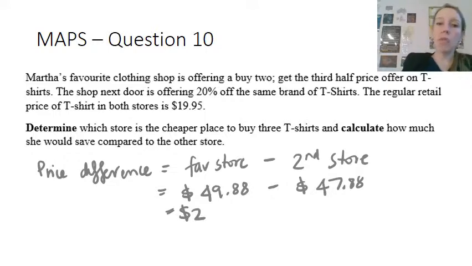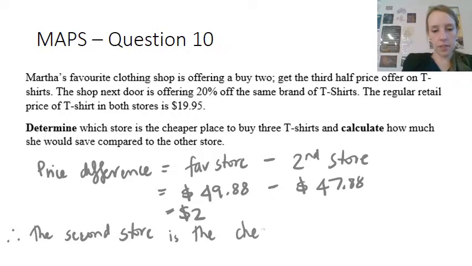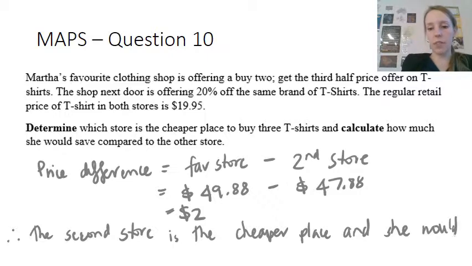So then we're going to put that all together in an answer. So therefore, the second store is the cheaper place. And she would save $2 compared to her favourite store.